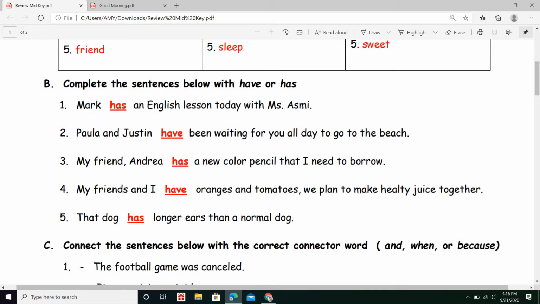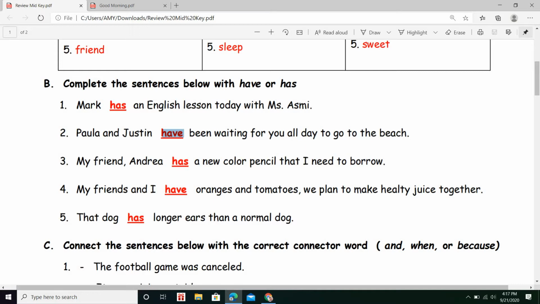Okay, and then for number 2, the subject is Paula and Justin. Paula and Justin are 2 people. So, this is the same as they. That's why we use have. So, Paula and Justin have been waiting for you all day to go to the beach.